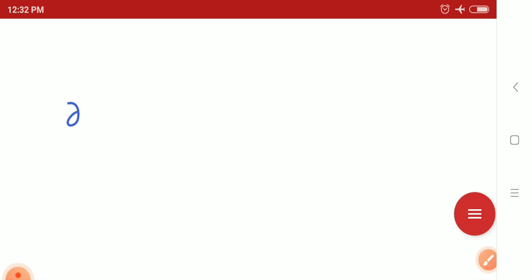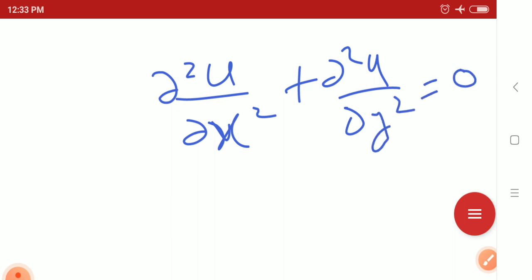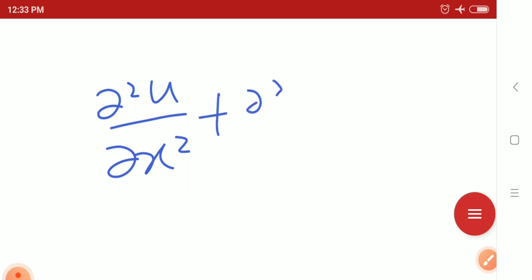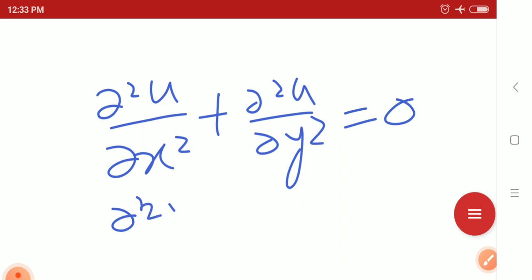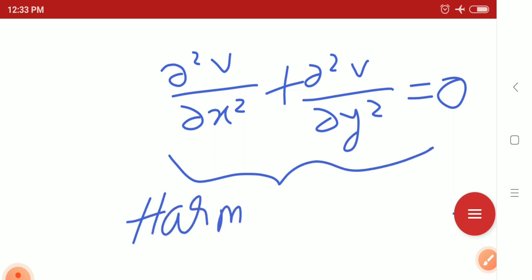What is that relation? Let me write clearly. Del two u by del x square plus del two u by del y square equals 0. Similarly, del two v by del x square plus del two v by del y square equals 0. These are the conditions for a harmonic function.